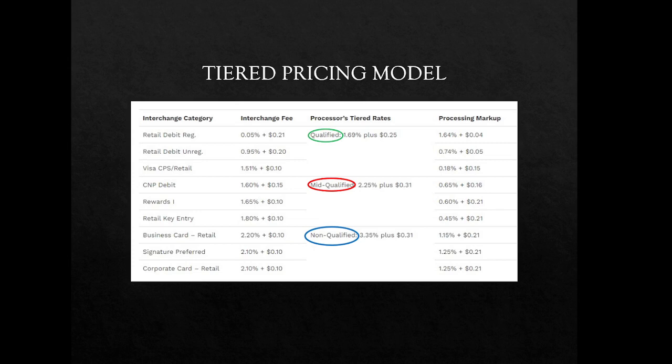as a non-qualified rate. Now we'll venture into these different tiers and what have you in a future presentation, and why we believe that tiered rate pricing is the most expensive of the pricing structures.